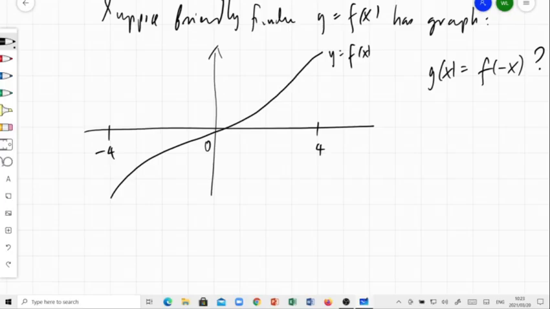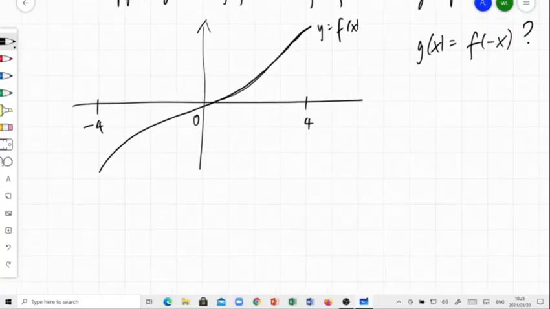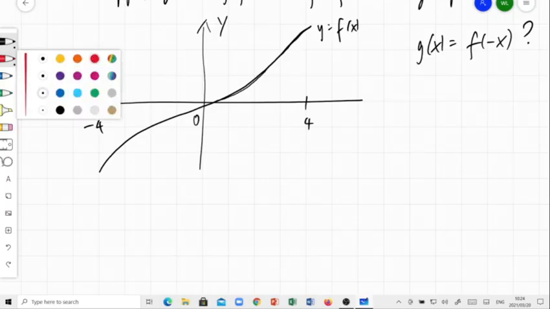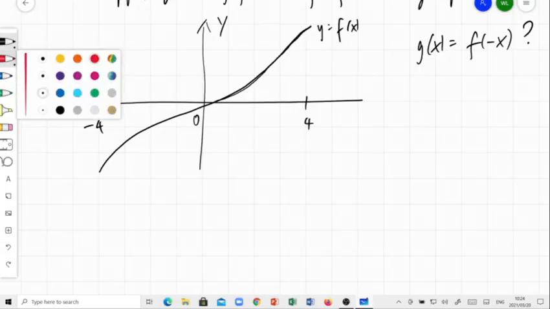So look at the part of the function between 0 and 4. Think of this part as wet ink, and then just fold it along the y-axis and imprint it, and what you end up with is something like this. Okay, let me just do it in red. So this is the part from 0 to 4. If you reflect this, okay, the red isn't kicking in. I don't know why.